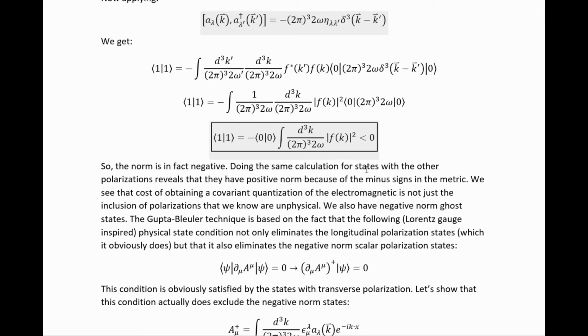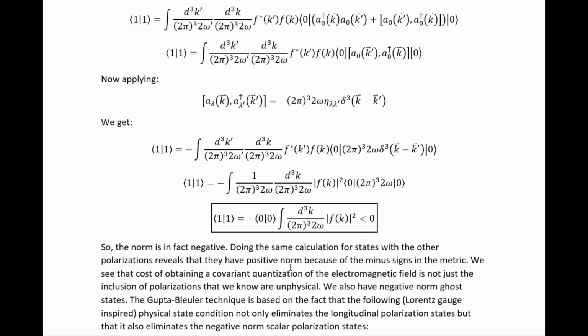Doing the same calculation for states with other polarizations reveals that they have positive norm because of the minuses in the metric. Remember, the metric here occurs with a minus sign on it. So it's only the time component of this relation that actually is negative. So the norm is in fact negative, as I said when I was talking about the Hamiltonian. Doing the same calculation for states with the other polarization reveals that they have positive norm because the minus signs in the metric right here compensate for that minus sign.